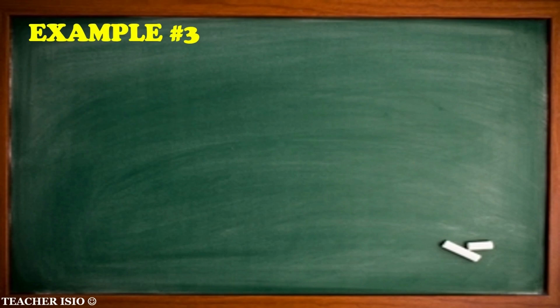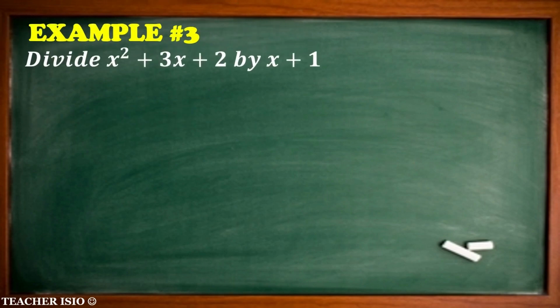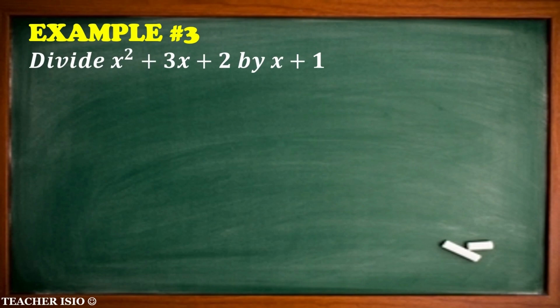Let's have now example number 3. Divide x squared plus 3x plus 2 by x plus 1. So, if we have this given, we're going to use yung way or yung method kung paano kayo nagdi-divide ng larger number. So, yung traditional way, we have, yan. So, always remember, this is our dividend and this is our divisor.